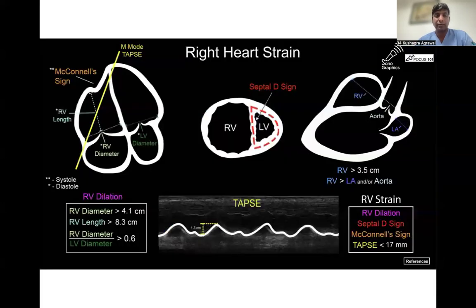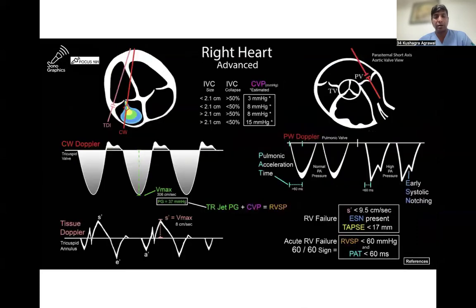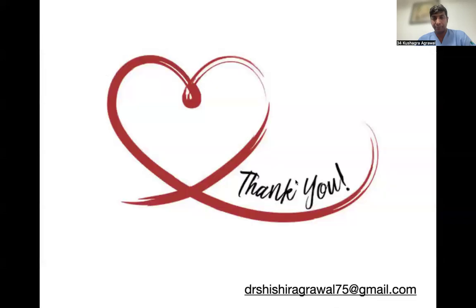So these are the basic right heart echo patterns like McConnell sign, RV diameters, RV size, RV length, flattening of the interventricular septum, and TAPSE if it is less than 16 mm. These are the basic right heart assessments, and in advanced assessment we look at TR jet velocity, S prime, E prime, and A prime velocity. We can also see pulmonary acceleration time. Thank you.